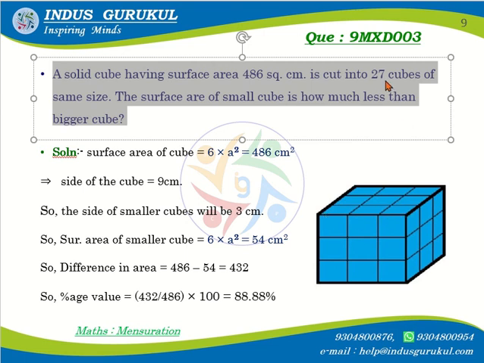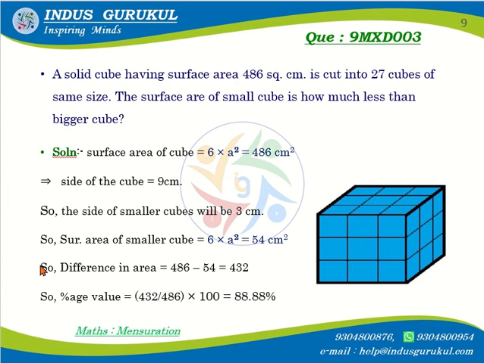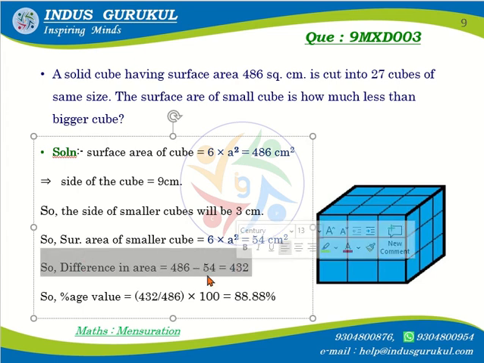If we are dividing it into 27 cubes, it simply means each cube will be of size 3 into 3 into 3, because 3 into 3 into 3 is 27 cubes. So if we divide this side of 9 centimeter into 3 parts, each will be 3. So this one small cube will have a surface area of 6 into A square, where A is now 3. So it is 9 into 6, which is 54. So the difference in area is 486 minus 54, which is 432. The new smaller cube is 54, the original cube was 486, so it is 432 lesser.